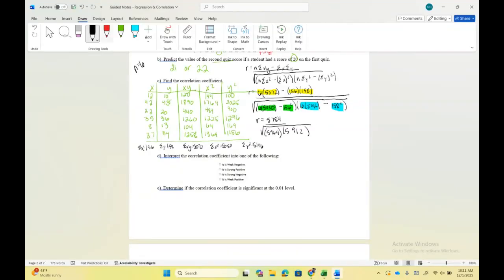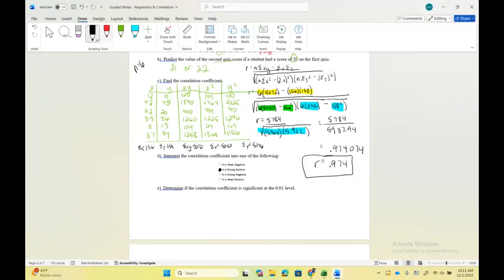All right, now I'm going to multiply these two things together and take a square root. So I'm doing that step. And when I divided those, all right, rounded to 3 decimal places, we got R is 0.974. That's a pretty strong positive relationship.